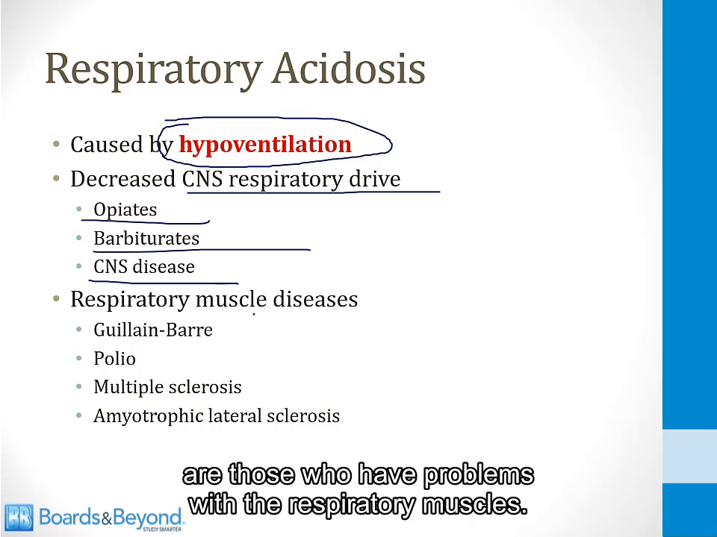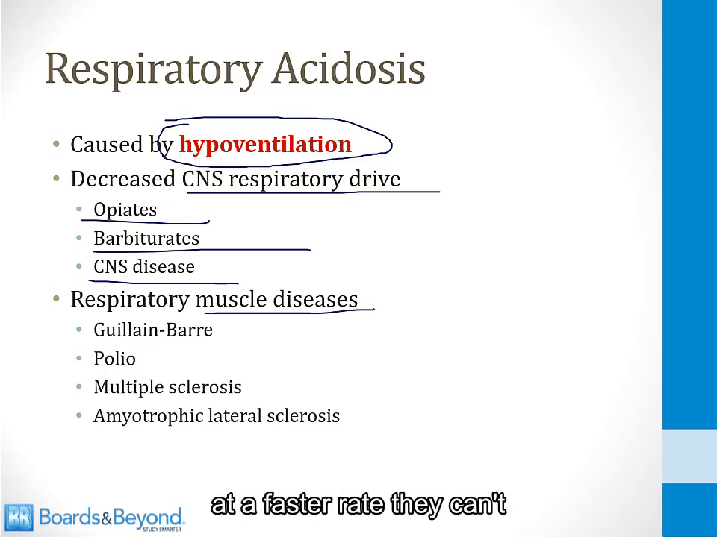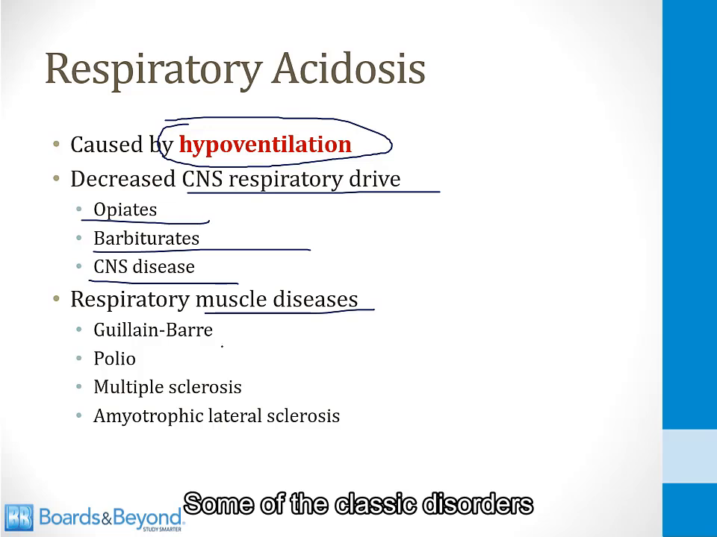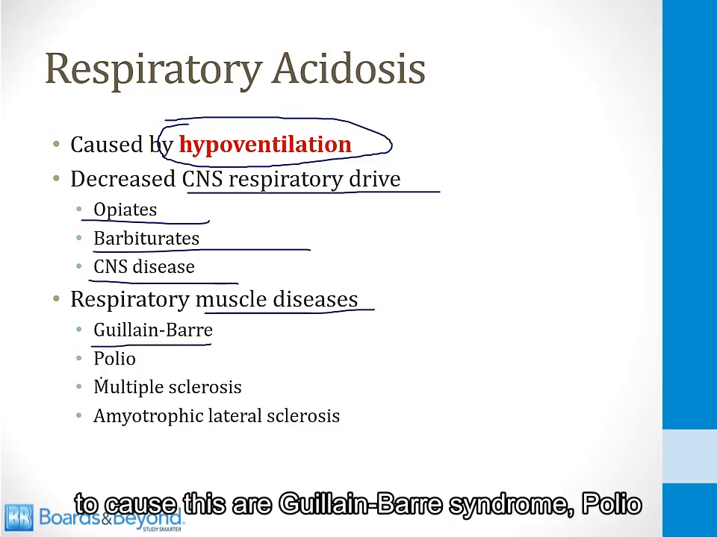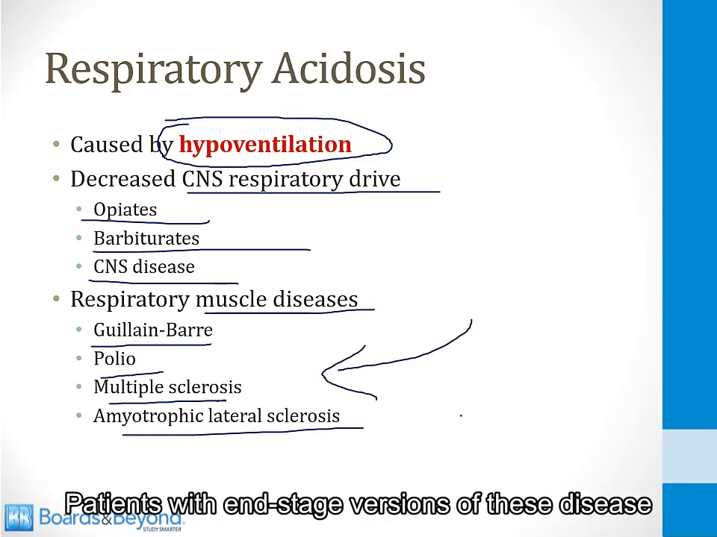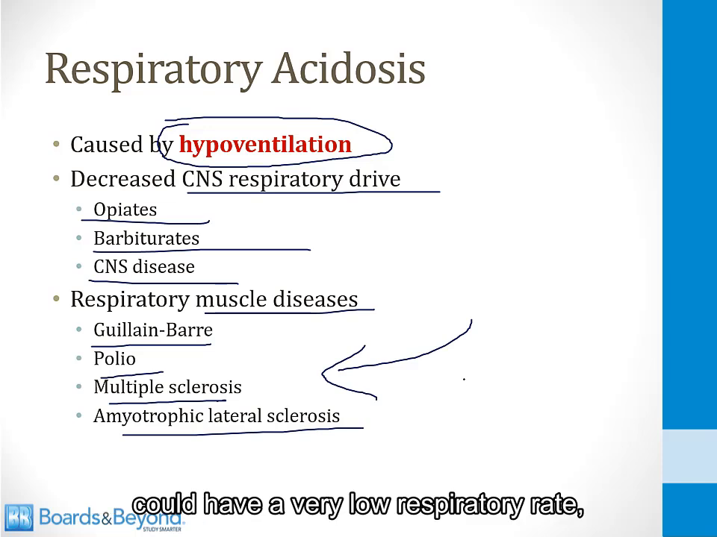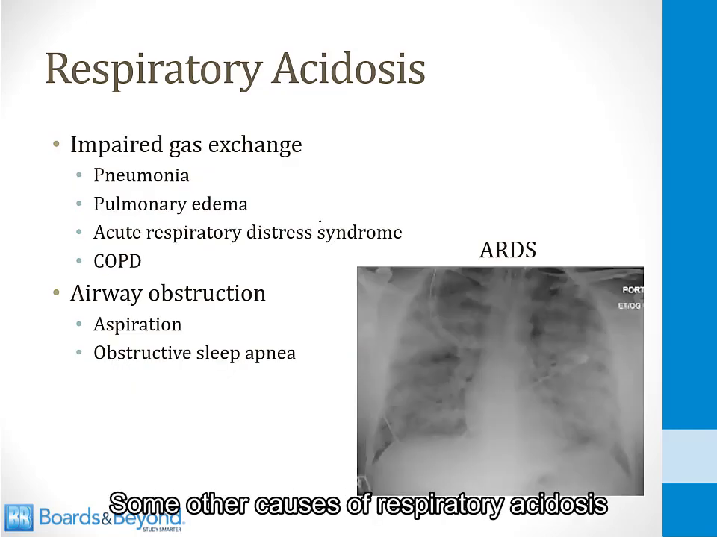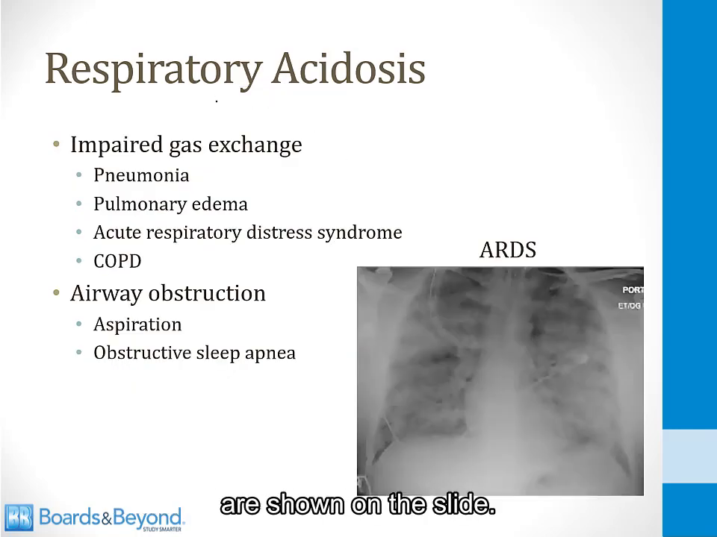Second group of patients are those who have problems with their respiratory muscles. So even though they want to breathe at a faster rate, they can't because they have neuromuscular weakness. Some of the classic disorders to cause this are Guillain-Barré syndrome, polio, multiple sclerosis, or amyotrophic lateral sclerosis. Patients with end-stage versions of these diseases can have a very low respiratory rate, which can lead to a respiratory acidosis. Some other causes of respiratory acidosis are shown on the slide.